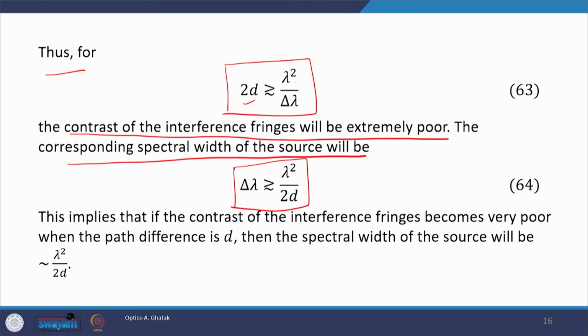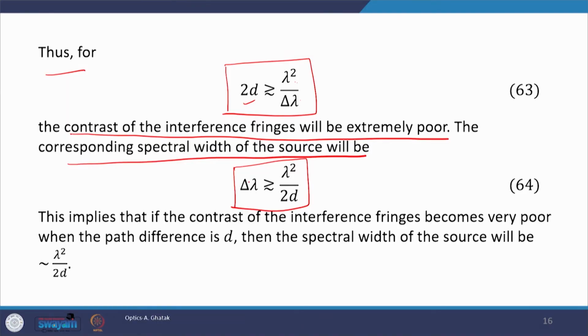Till now we were only talking in terms of path length difference, or the time which the light takes in covering the path length difference, and the coherence time. We were only relating these two terms, but now a similar condition can also be imposed on the spectral width of the source. And what is this condition? This condition is given by equation 64.